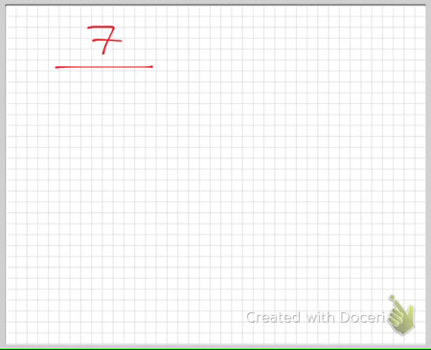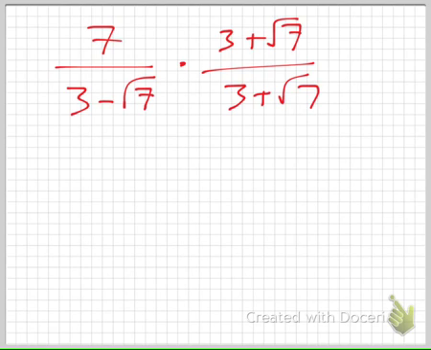Okay, let me give you another one. 7 over 3 minus the square root of 7. Come on now. You can do it. You better get it quick. All right, here we go. We're going to multiply this by what? What's it called? 1 in the form of its conjugate. 3 plus the square root of 7 over 3 plus the square root of 7. Yes? Right?